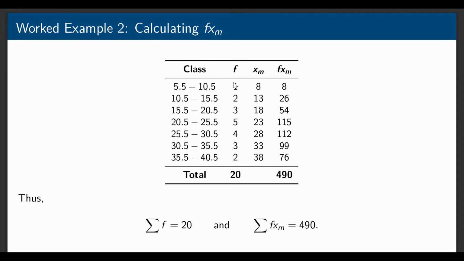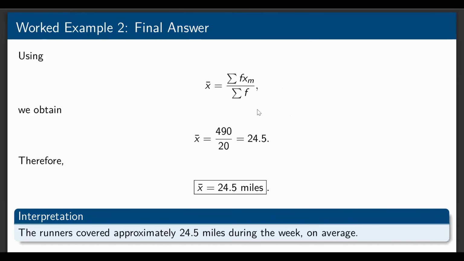When you are done, you sum all your frequencies to give you 20, and sum all your f times x's to give you 490. According to the formula, summation of f equals 20 and summation of fxm equals 490. So x bar equals summation of fx over summation of f, which is 490 divided by 20, and that gives us 24.5. So on average, the runners covered approximately 24.5 miles during the week.